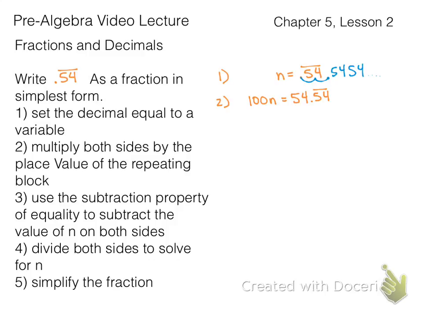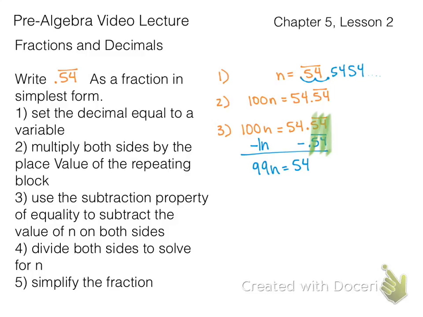The next thing I'm going to do is use the subtraction property of equality. Or no, I'm not. What am I going to do? Oh yeah, I am going to use the subtraction property of equality because I'm going to subtract n on both sides. Remember there's an invisible 1 in front of the n. Subtracting n on both sides is going to take care of the repeating part, because both of them are repeating. So I'm just going to X off the repeating part, and that leaves me with 99n is equal to 54.